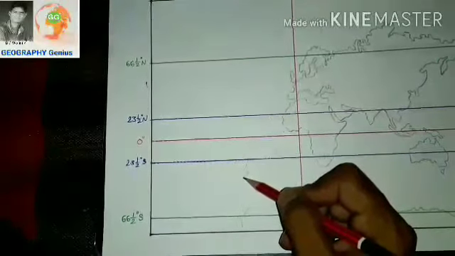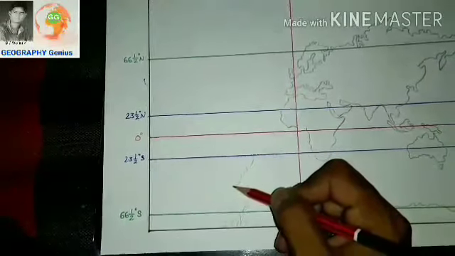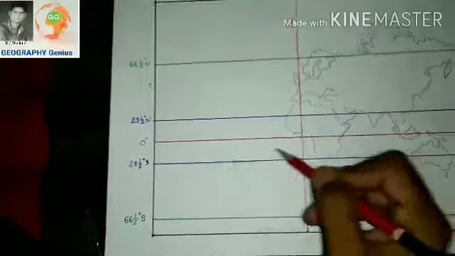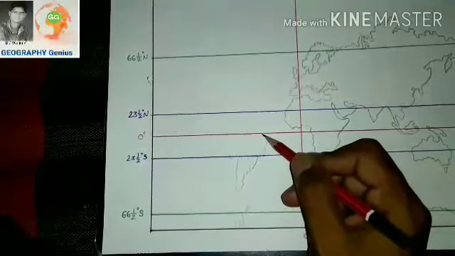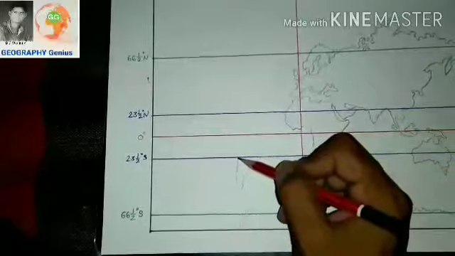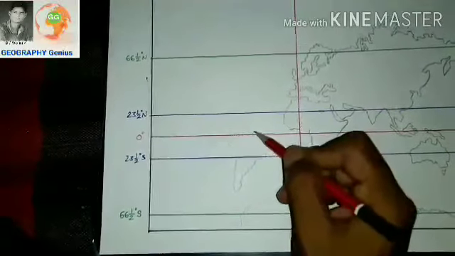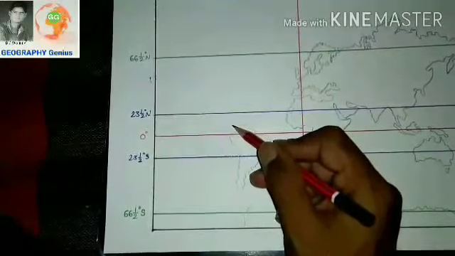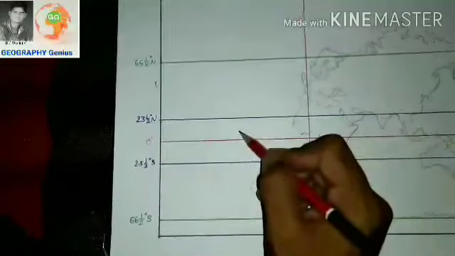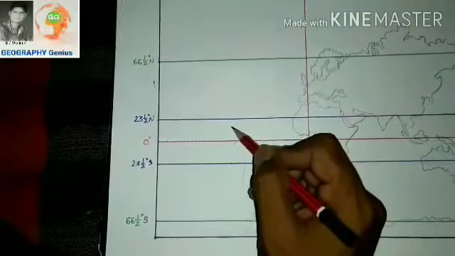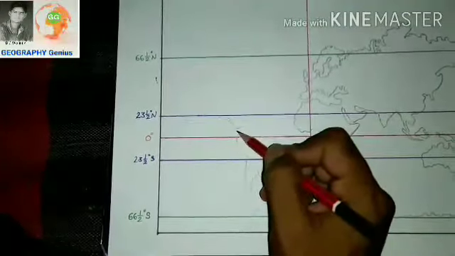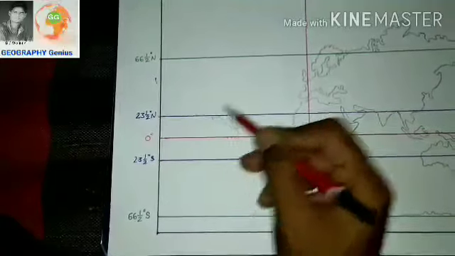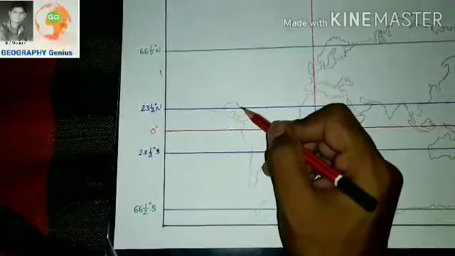After this we draw South America. It is very easy and we draw this. We take lines above the 0 degree and give the shape of South America. We cross the 23.5 degree north and easily give shape to North America.